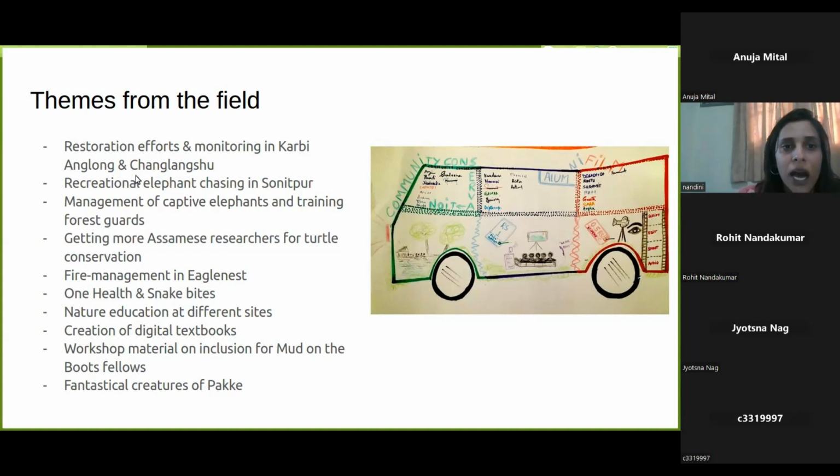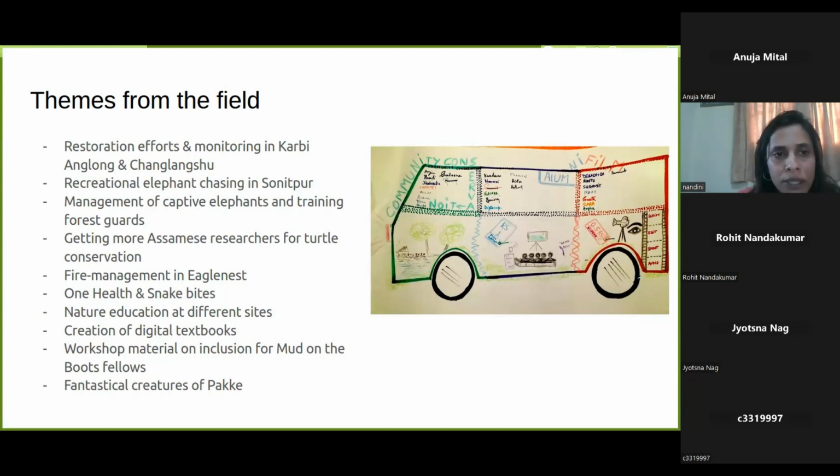So for instance, in Karbi Anglong and in Changlangshu in Nagaland, there are some restoration efforts going on. But unfortunately, the fellows there feel that they need a level of hand holding to understand how they monitor mortality and how they monitor some of their success. So they need a level of mentorship and hand holding in that.